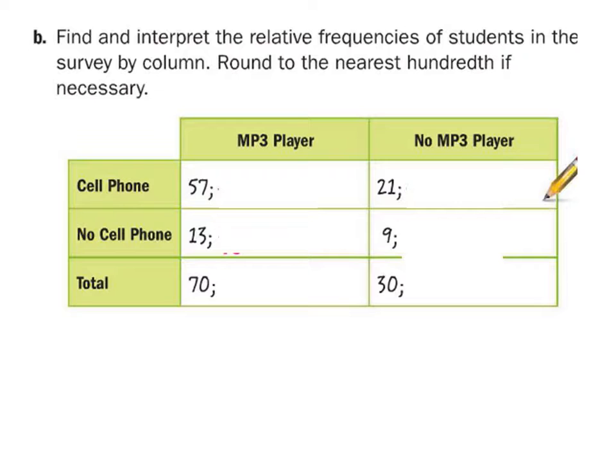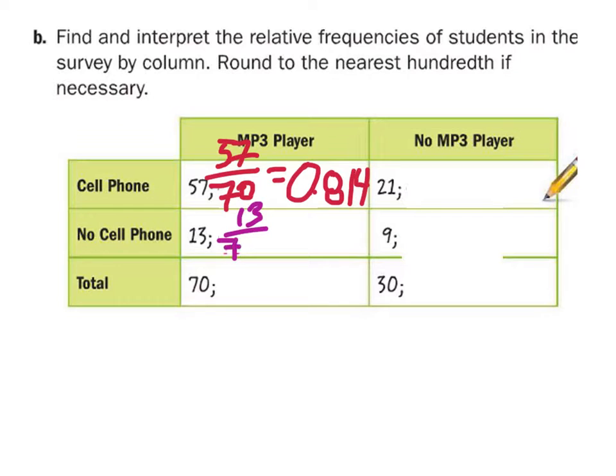So for this one, we're just going to take 57 and divide it by 70, which is some awful decimal, which I can't figure out in my head. Decimals are not awful. What decimal is it? 0.814. That's great. Which would be 81. Well, what about this one? 13 divided by 70, and your calculator says 0.186. Very good. These are our relative frequencies.